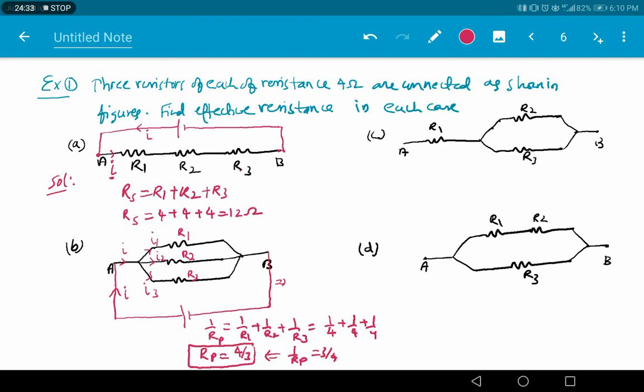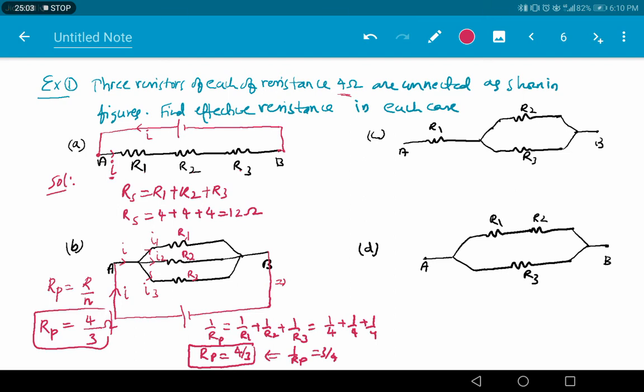Or I told you one formula. What is that formula? These are all equal resistances, that means each resistance is of the same value. Then we can write RP is equal to R by N. So R value, how much? 4 ohm. How many resistors are like that? 3. Therefore RP is equal to 4 by 3 ohm is the effective resistance.